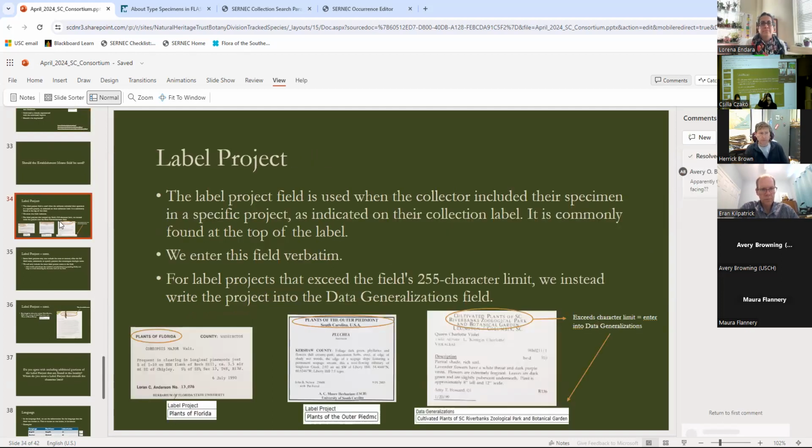Label project: when the collector included their specimen in a specific project, the labels that we see, the vast majority have a label project, usually on the top portion. We enter this verbatim with 2 caveats. If it exceeds the field's 255 character limit, we stick this into data generalizations instead.